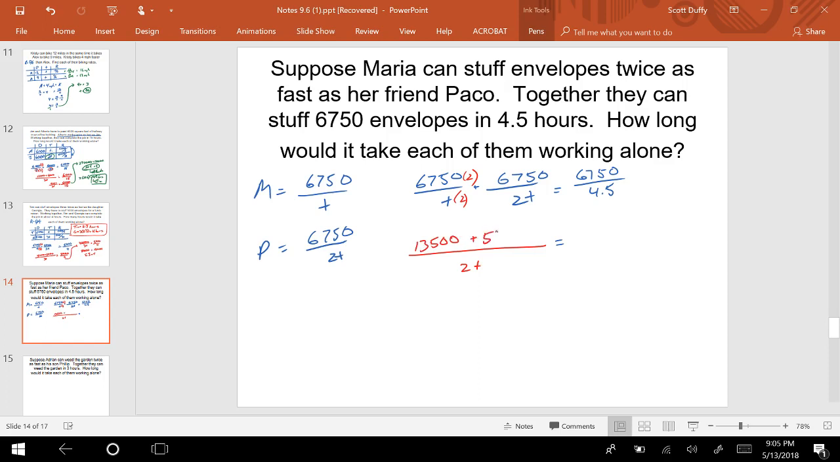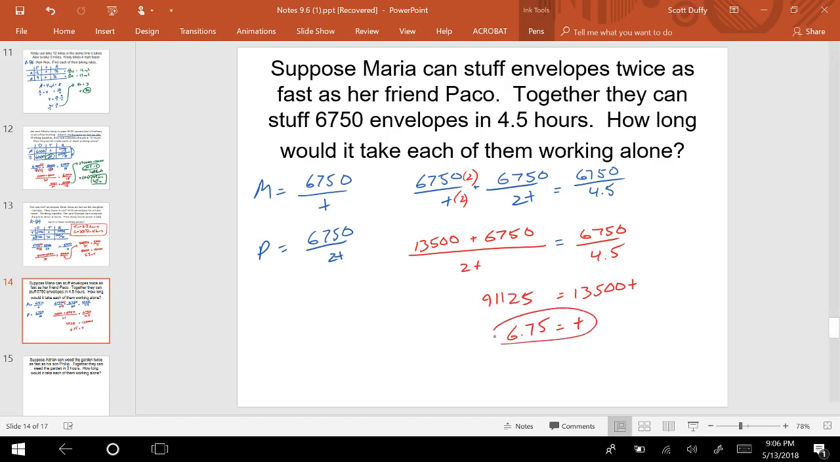13,500 plus... cross multiply after you add these two together, and you will get 4.5 times this numerator equals 91,125 equals 13,500t, equals 6.75.